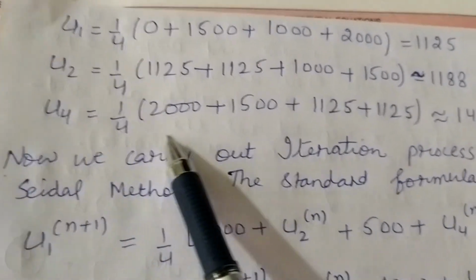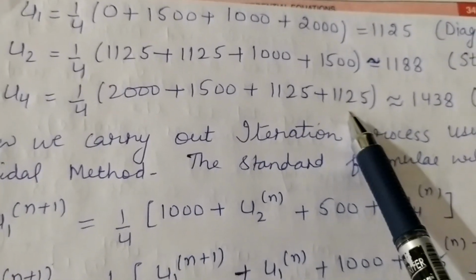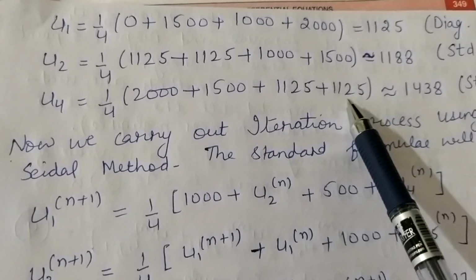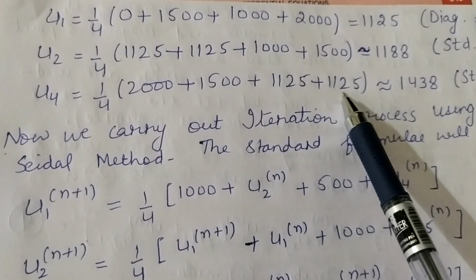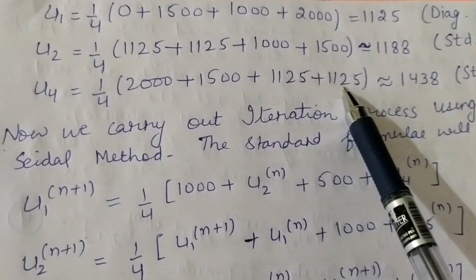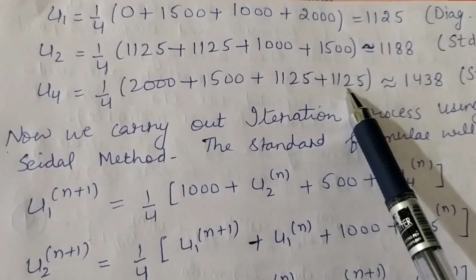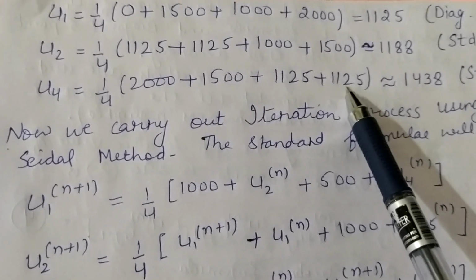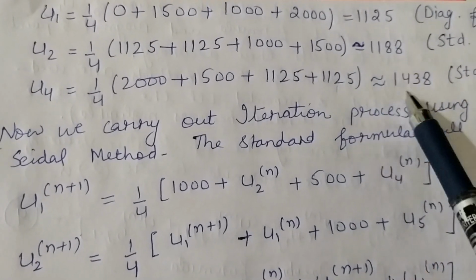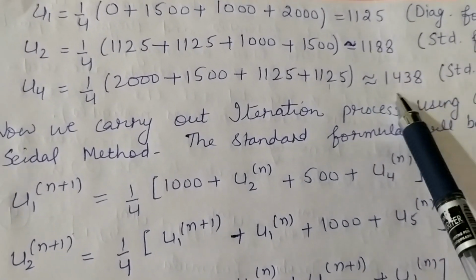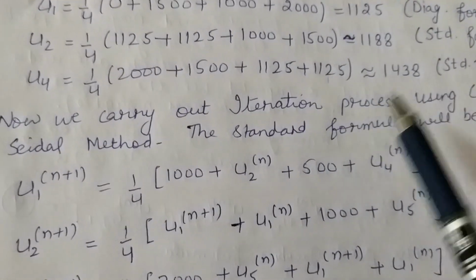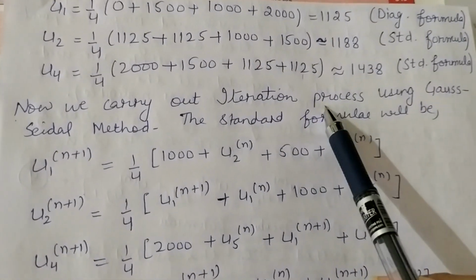Similarly, you can find out your value for u4. Now you have calculated all the values, because you have calculated u1, u2, u4 and u5. All other values are equal to them. So this means you have all the values, right? All the mesh points are known now. Now we have to check the accuracy of these values. Are they accurate enough? To find out the accuracy of these values, we will apply an iteration process.